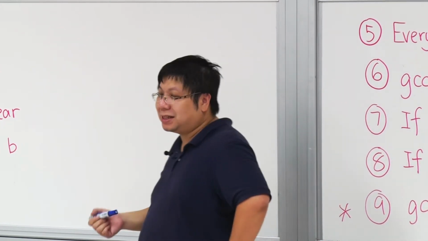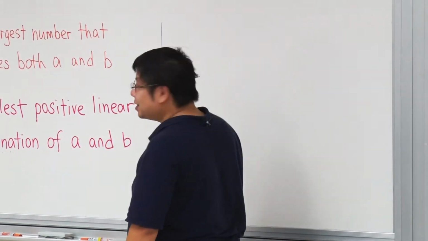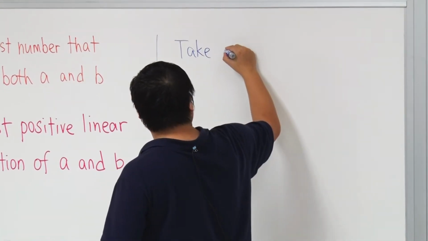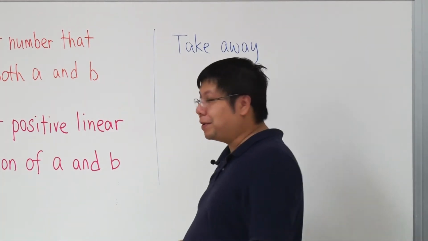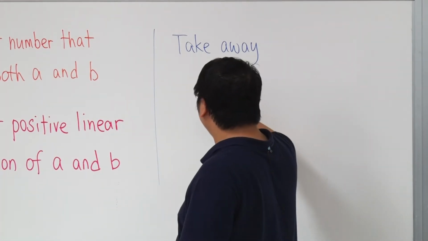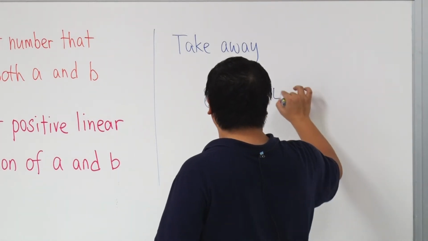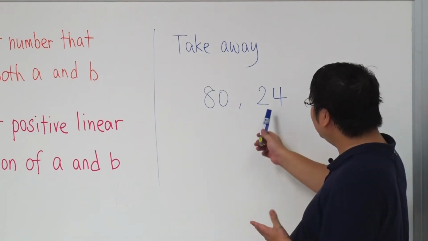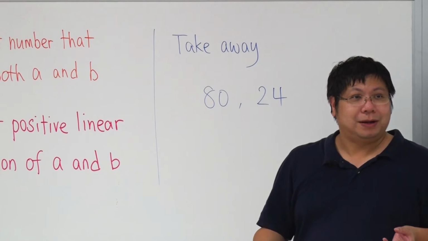Let me ask you one. So this is a game between 2 persons. So this is called the takeaway game. So we start with 2 numbers, let's say 80 and 24. One number has to be larger than the other number.